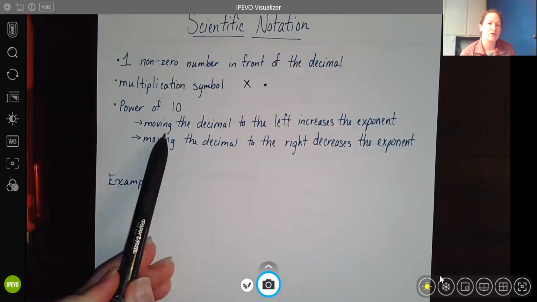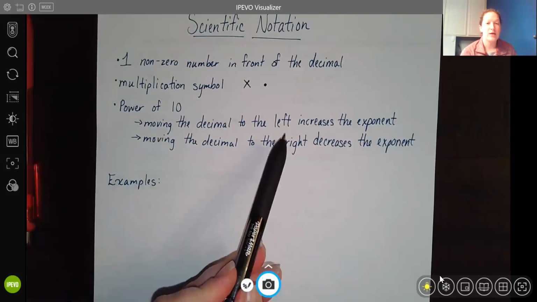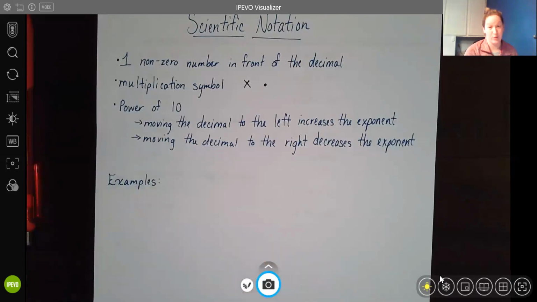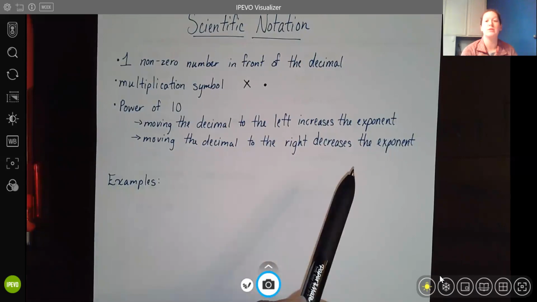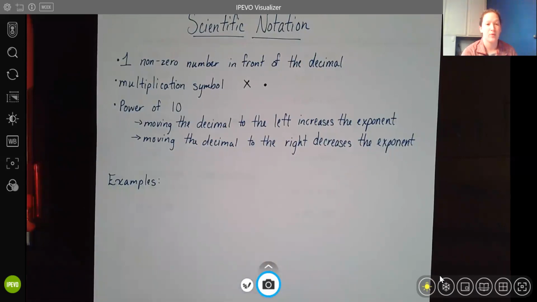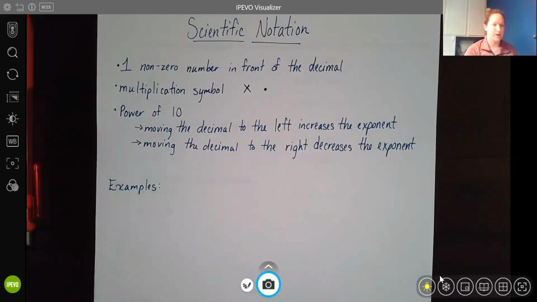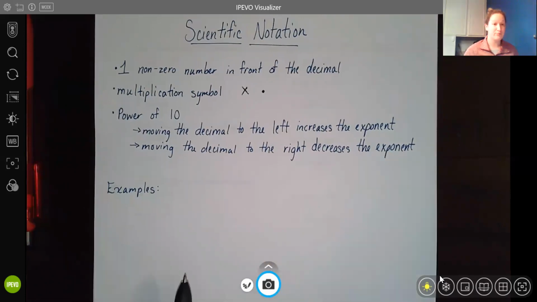Anytime you're moving your decimal to the left, it is increasing your exponent, okay? And if you're moving to the right, that's causing your exponent to decrease or go down, okay? And I'll talk about some other helpful reminders as I go through a couple examples with you.